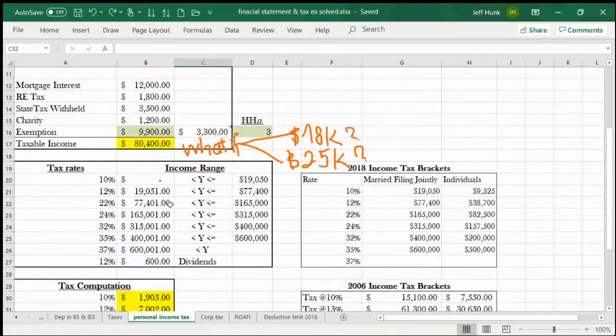I'm using the 2018 income tax bracket because this is the latest income tax bracket, what Donald Trump always wants to flaunt as the Trump tax bracket.